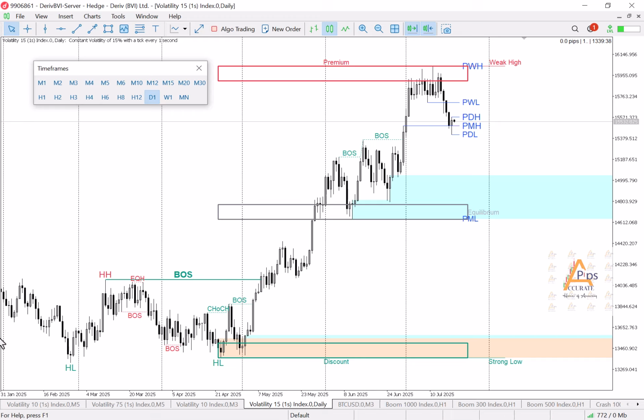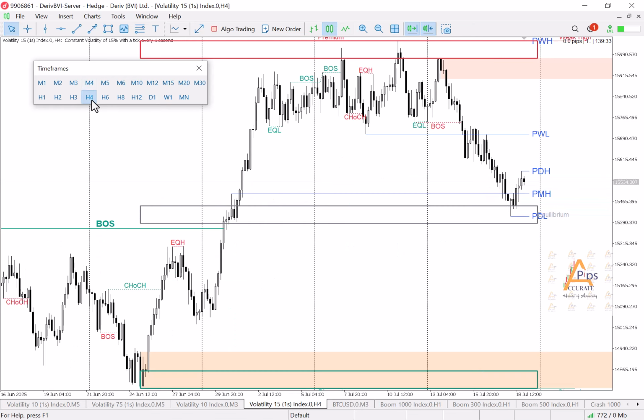Now, from there, I check my H4 to see what H4 is also telling me. Remember that on the daily time frame, I'm basically explaining how we look out for the structure. Remember, the daily time frame gave us a bullish sentiment, both for internal structure and also for external structure. Okay, so it gave us that bullish sentiment.